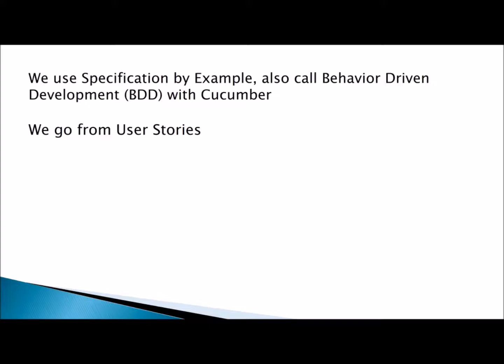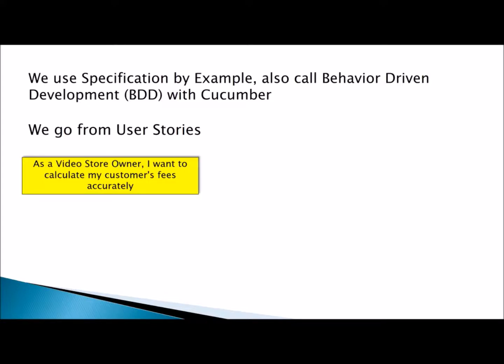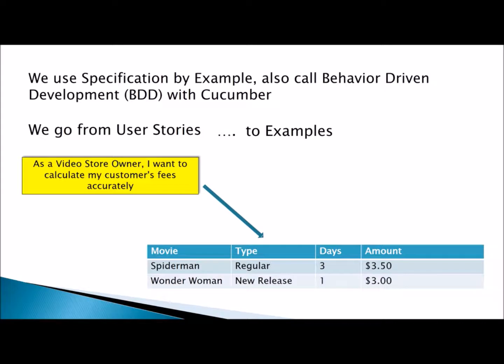So in behavior-driven development, we start with a user story. In this video, I'm going to use a video store, and the user story we're going to look at is calculating the fee. Behavior-driven development is also called specification by example. And so what we're going to do is turn this user story into a series of examples. So on the slide, I've listed two examples. Each of these examples is going to become a test in our application. These examples are what we're actually going to put into Cucumber.